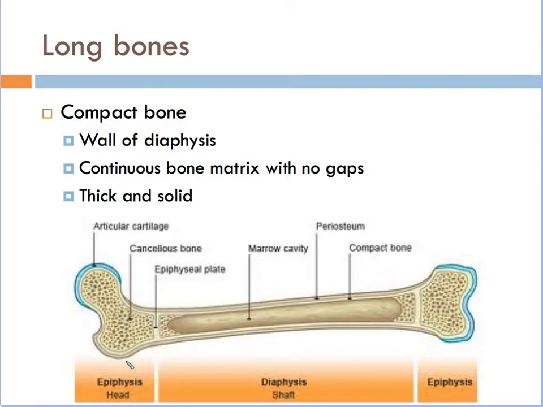So we have your epiphyses on either side, we have a diaphysis in the middle, surrounded by your periosteum. Inside of that, you have what's called compact bone, which is what this is all made of. The wall of your diaphysis is made of compact bone, which is very tough, provides a lot of structure and support. It's a continuous bone matrix with no gaps. It's thick and solid. It's called compact bone.